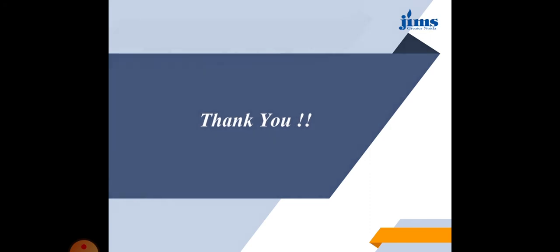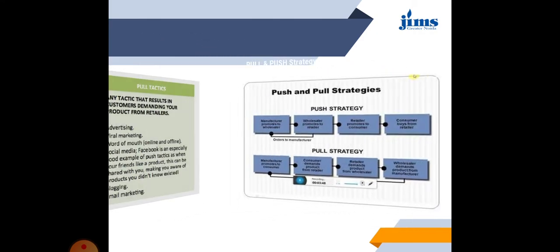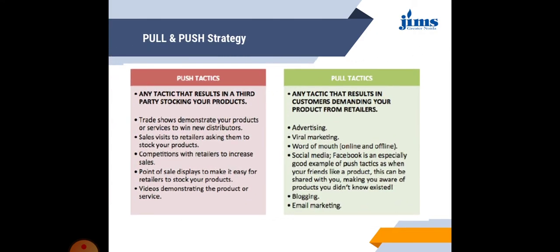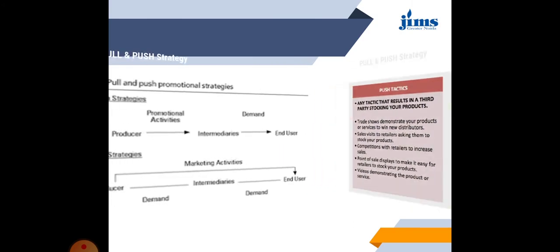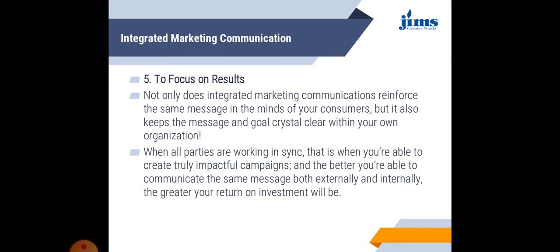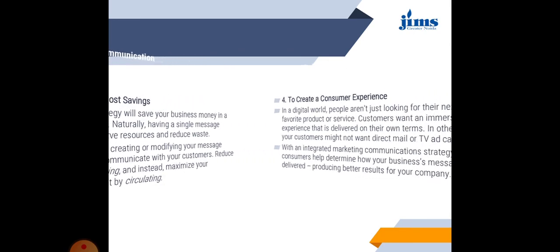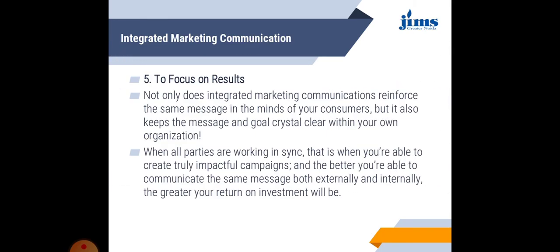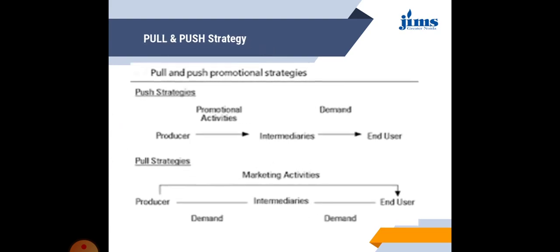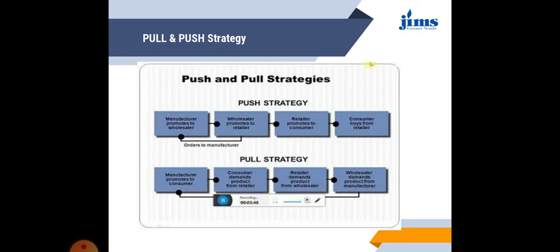So this is all what we discussed in today's class. We discussed in detail the two strategies, push and pull. We discussed the scenario, the flow chart, and the different examples of push and pull strategy. And then we discussed what we mean by IMC and the 5 strategies of IMC which are used by an organization, why IMC is important for an organization, right? What are the different elements which collectively form the integrated marketing communication.